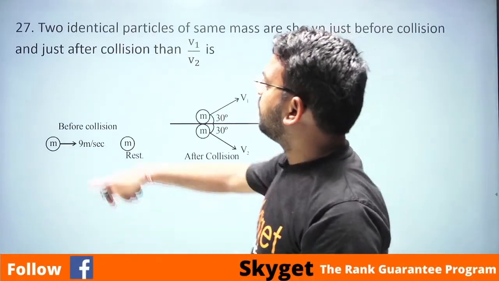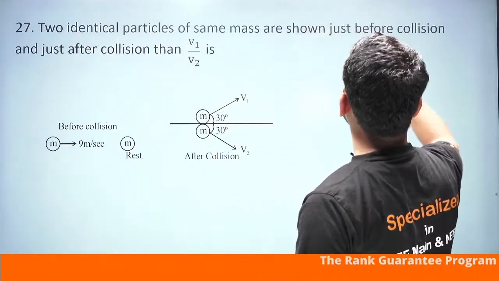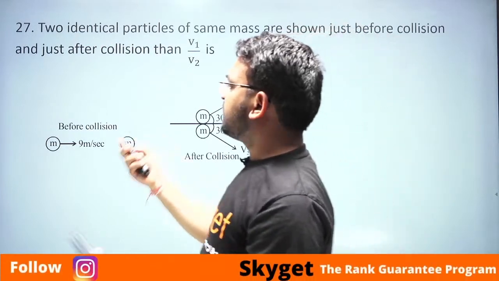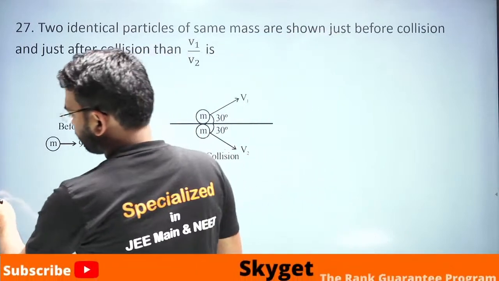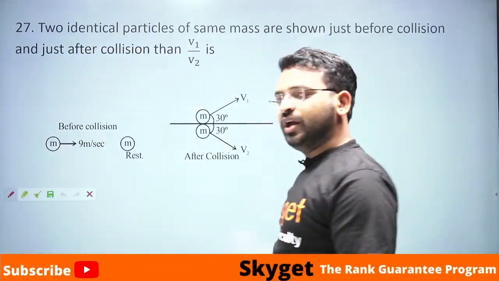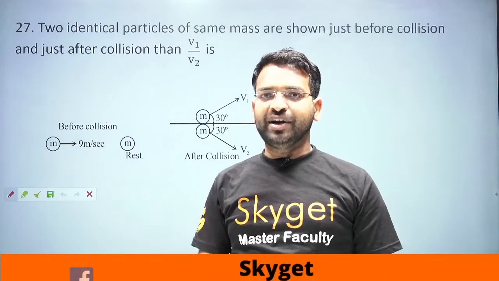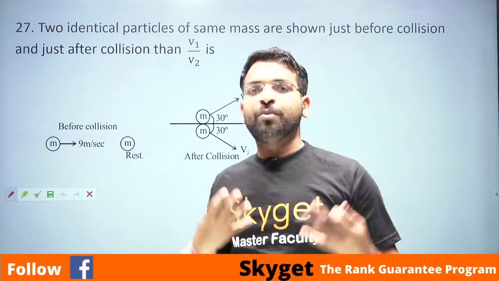Okay, second question. Two identical particles having some mass, this collision is happening. They are asking what will be the ratio of V1 over V2 after collision. So you can say conservation of momentum is happening, but in this case conservation of momentum is taking place in two directions, x direction and y direction.